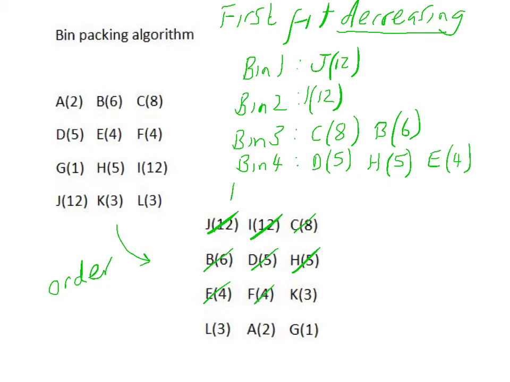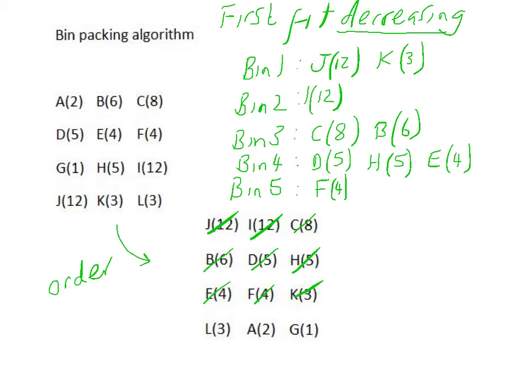F, size 4, is going to have to start a 5th bin, so F is the first object going into there. K is of size 3. Now K of size 3 can fit into bin 1 because we can take that up to 15 and J is only of size 12. So we put it back into the first possible bin it can fit in.